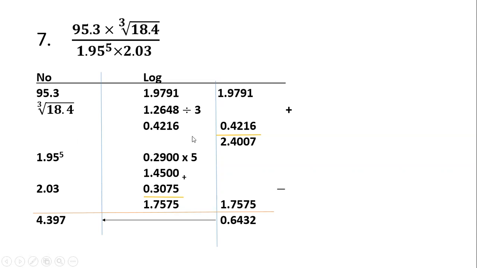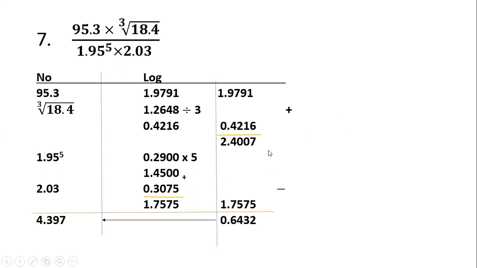I'm not writing anything here. Denominator 1.95 raised to the power 5. So 1.91 units. Then checking for the decimal fraction, that's 1905. 2900 times 5 will now give us 1.4500. And I have to check 2.02 to do the addition here, which is 2 units, 0, 20 under 3, 3075. Doing my addition, give me 1.7575.